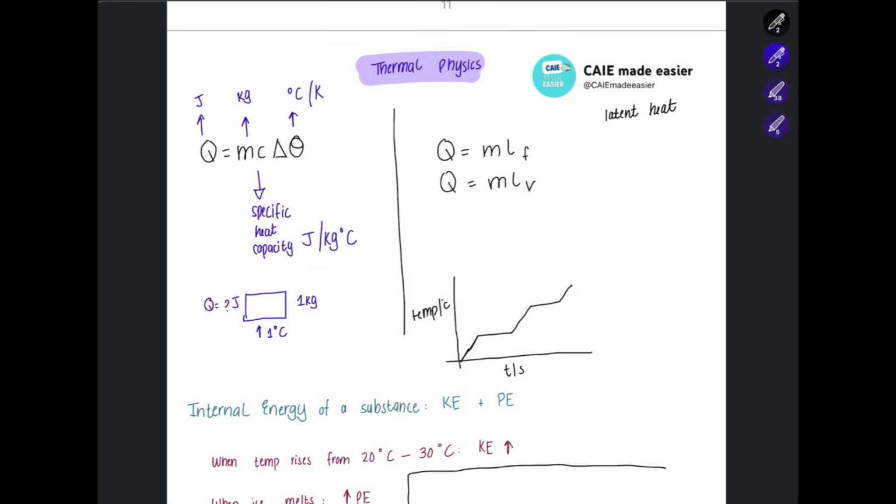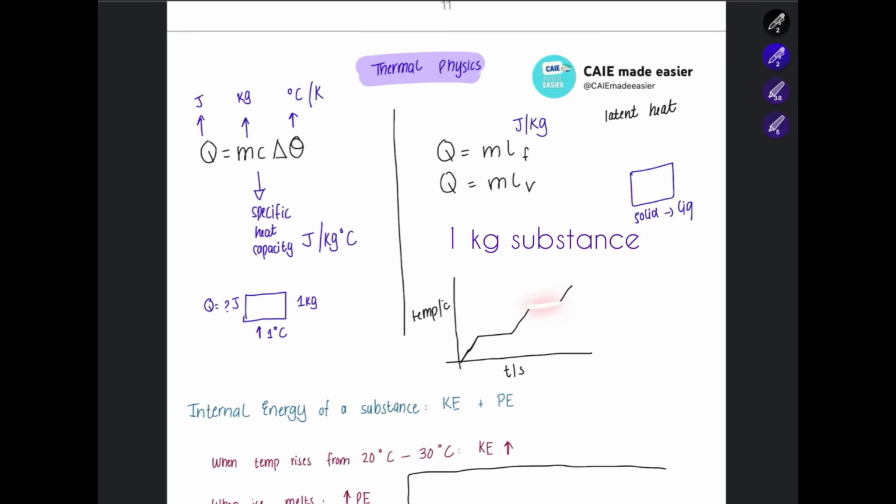And then we have two more equations, Q equals mLF and Q equals mLV. LF is the latent heat of fusion. This is the hidden heat. This is basically the amount of heat required to change a substance from a solid to liquid at its melting point without an increase in temperature. Q is again in joules, mass is in kilograms, and LF, the latent heat of fusion, is in joules per kilogram. On the other hand, LV is the latent heat of vaporization. This is the amount of heat required to change a substance from a liquid to a gas at its boiling point without change in temperature. Both of these processes involve energy changes, but there's no change in temperature.